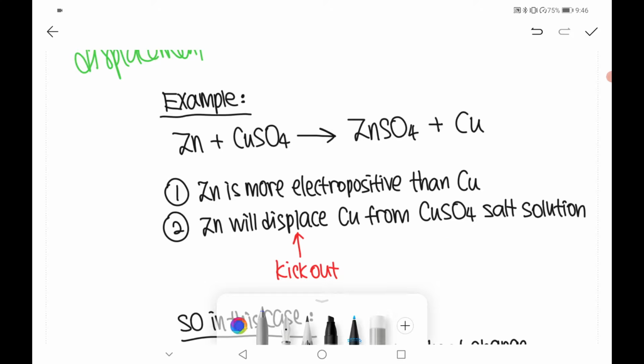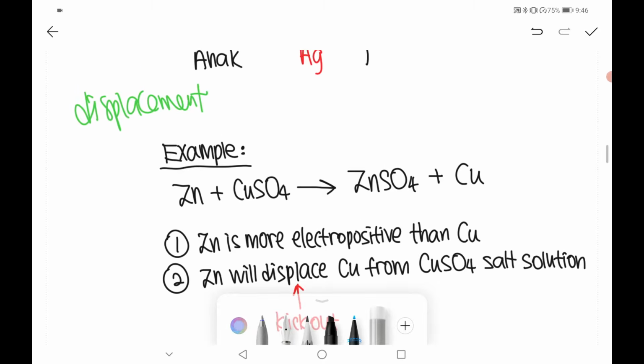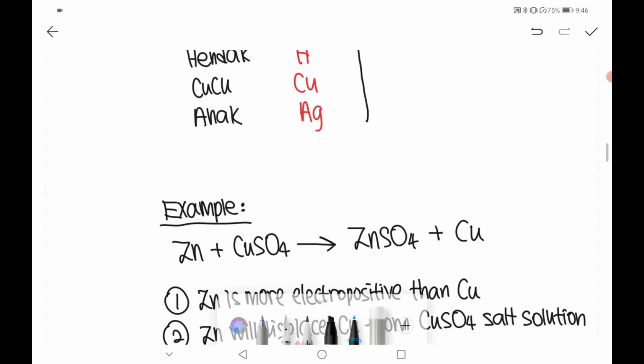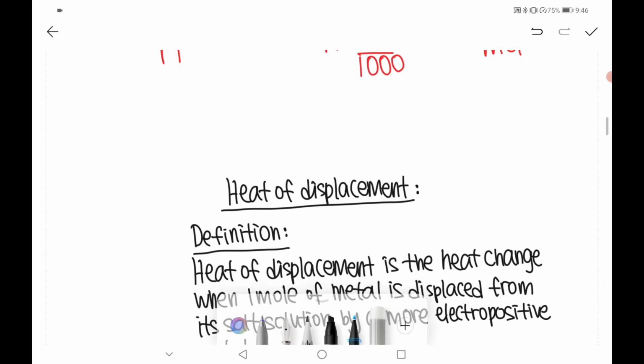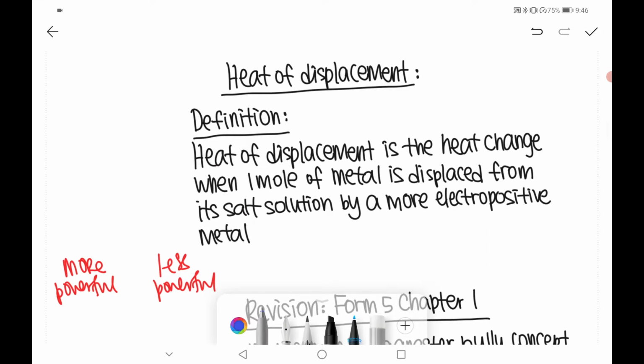So now I hope you understand what displacement is already. If you look back at the definition, it should make sense to you. So what is heat of displacement? Heat of displacement is the heat change when 1 mole of metal is displaced.